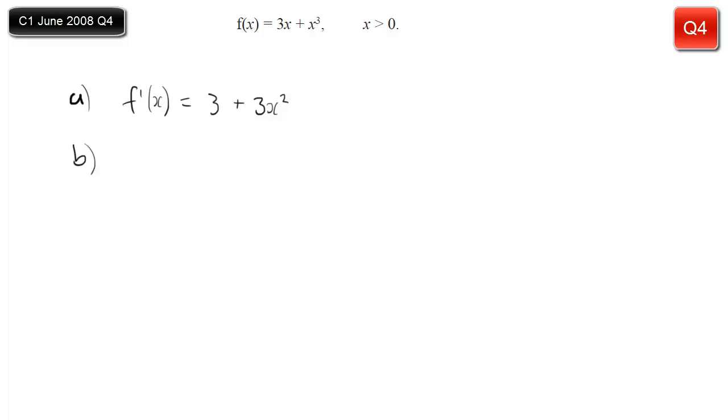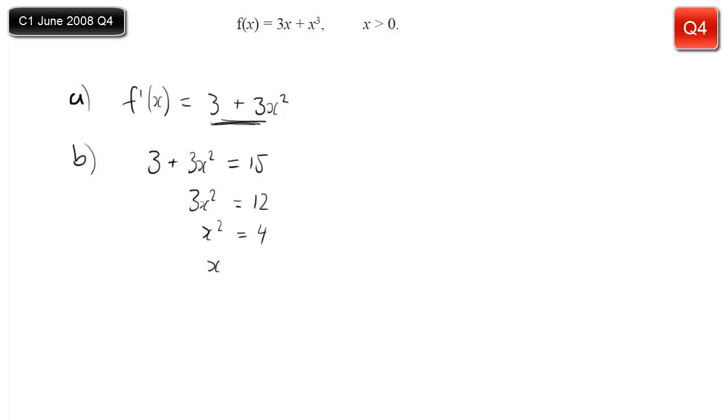Okay, that's fairly straightforward. Part B, we're given that f dash of x equals 15. So this equals 15. And therefore we can find out the value of x. So this is going to be a quadratic equation. So 3 plus 3x squared equals 15. Any number of ways to rearrange this. I'm going to start by subtracting 3. So 3x squared equals 12. Divide by 3, x squared equals 4.